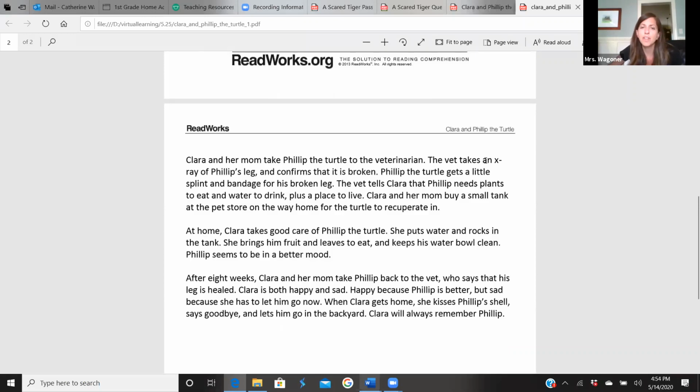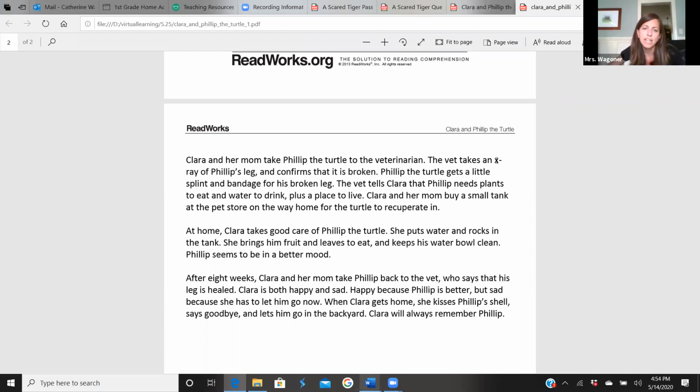Clara and her mom take Philip the turtle to the veterinarian. The vet takes an x-ray of Philip's leg and confirms that it's broken. Poor Philip. Philip the turtle gets a little splint and bandage for his broken leg. The vet tells Clara that Philip needs plants to eat and water to drink, plus a place to live. So he needs food, water, and shelter. Clara and her mom buy a small tank at the pet store on the way home for the turtle to recuperate in. Recuperate is to heal, get better.